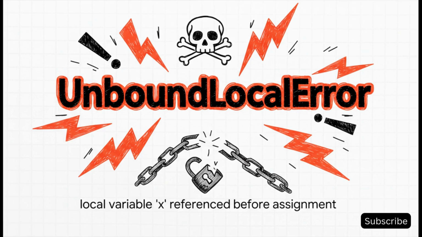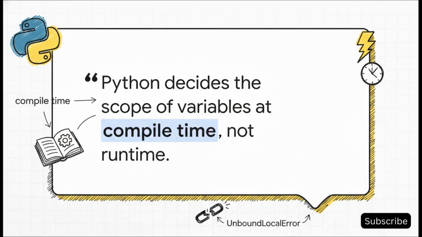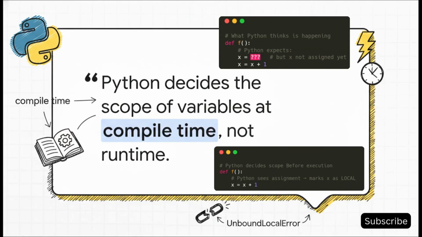Understanding why this specific error happens is, no joke, the secret to mastering Python's scope and acing those really tricky interview questions. Here is the absolute key. Python figures out the scope of variables when it first compiles the function, not when it runs it. So it scans the function and sees an assignment, that x equals part, and because of that, it decides, okay, x is a local variable for this entire function.